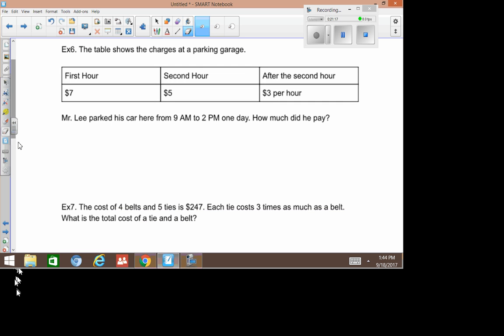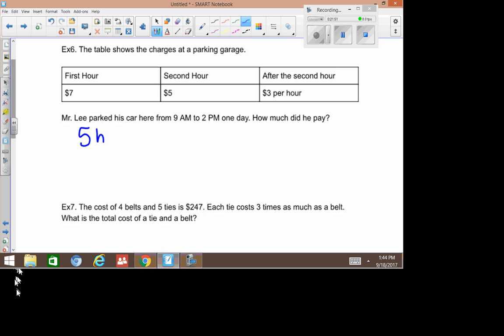Okay, this table shows charges for a parking garage. So the first hour costs $7. The second hour is $5, and then any after the second hour, it's $3 each hour after that. Okay, so Mr. Lee parked his car here from 9 to 2. Ready? Count with me to see how many hours that is. 9, 10, 11, 12, 1, 2. So we've got 5 hours. Wow. Okay? So, how much did he pay?